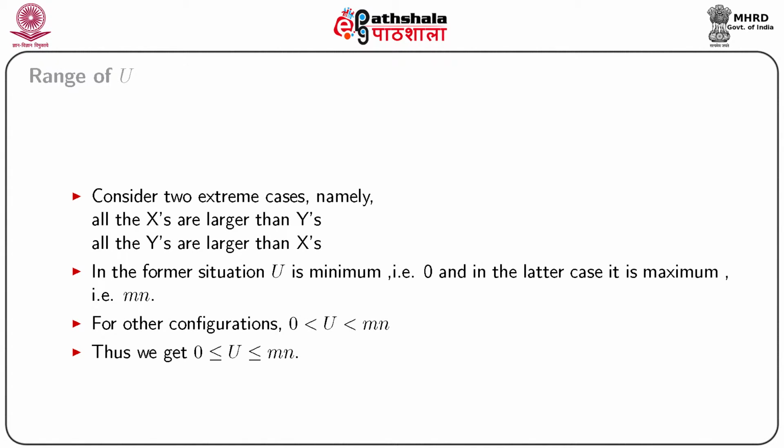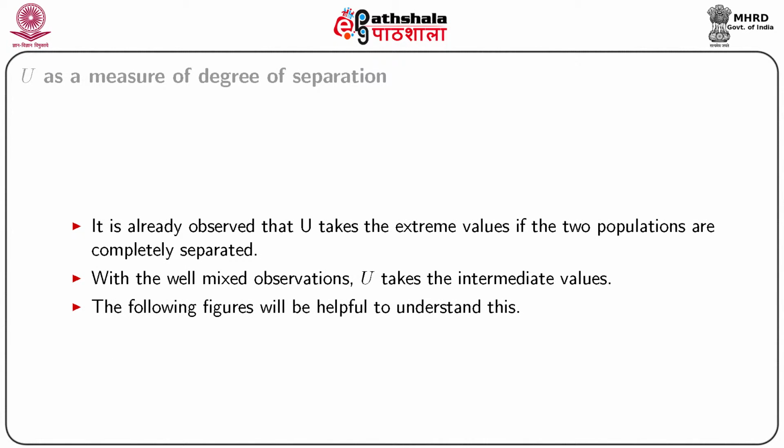First of all, we need to know the extreme possibilities of U. The two possibilities are all the x's are larger than y's and all the y's are larger than x's. If all the x's are larger than y's, then U is minimum, that is 0, and in the converse situation, it is maximum, that is mn. For other configurations, U takes values greater than 0 and less than mn. Thus, in all, we get 0 less than or equal to U less than or equal to mn for samples of size m and n. Now, we shall see how U measures the degree of separation of the two populations.